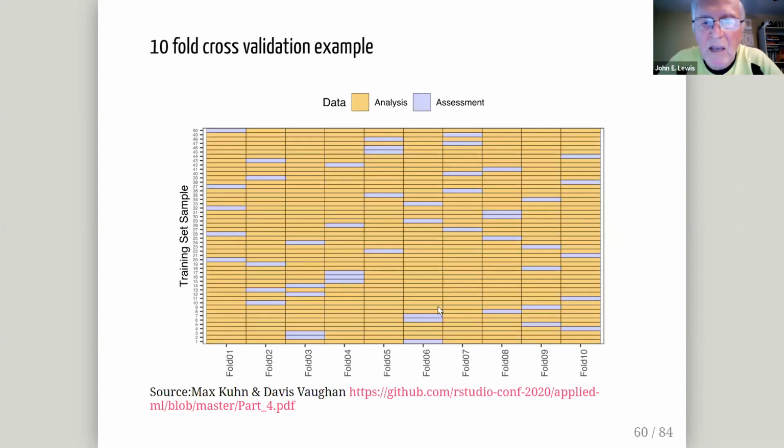This is an example of a diagrammatic version of a v-fold cross-validation. You can see here the data is randomly subdivided, in this particular case, into 10 different segments or folds. And so I create a fold of analysis data and of assessment data. So in the first fold, I run the model on the analysis data, excluding the assessment data, and I test the results in terms of the performance metric with the assessment data.